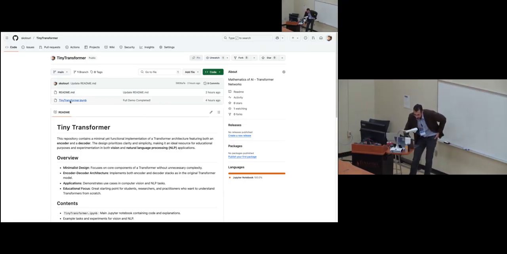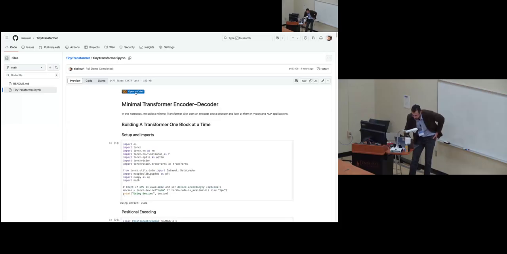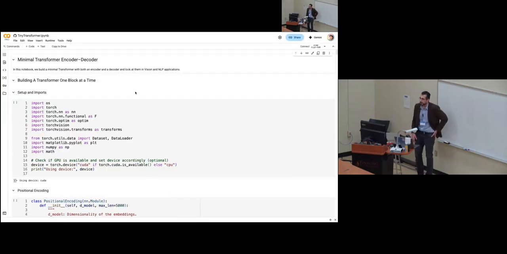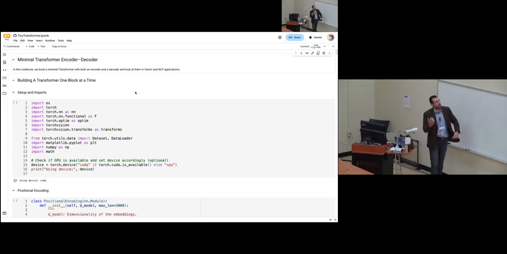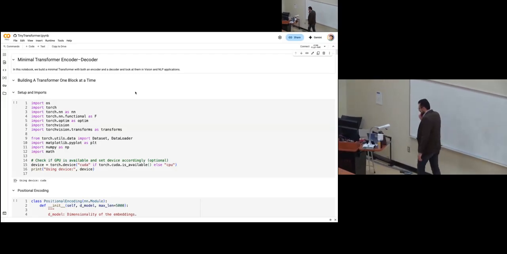And here, you have a README where you will understand exactly what this is. But let's click on this IPython notebook. And what we're going to do is open this in Colab. And now you will have access to this code.